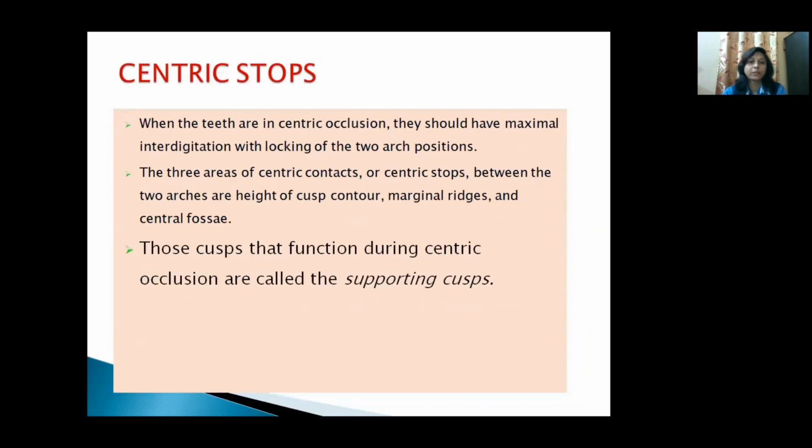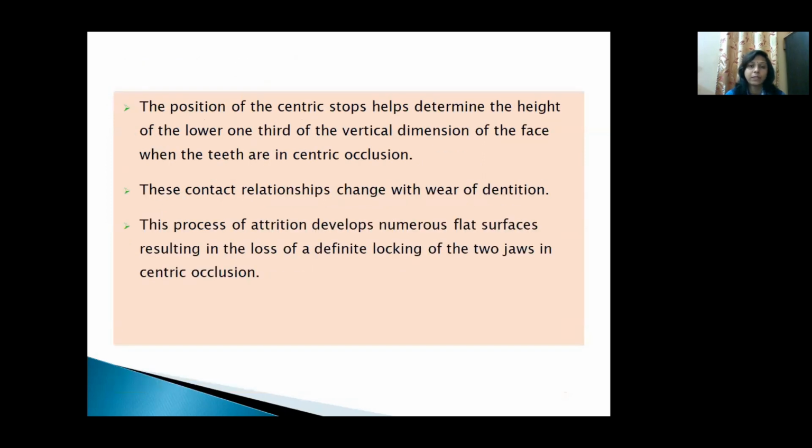What are centric stops? When the teeth are in centric occlusion, they should have maximal interdigitation with locking of the two arch positions. The three areas of centric contacts or centric stops between the two arches are height of cusp contour, marginal ridges, and the central fossa. Those cusps that function during centric occlusion are called the supporting cusps. The position of the centric stops helps to determine the height of the lower 1/3 of the vertical dimension of the face when the teeth are in centric occlusion.